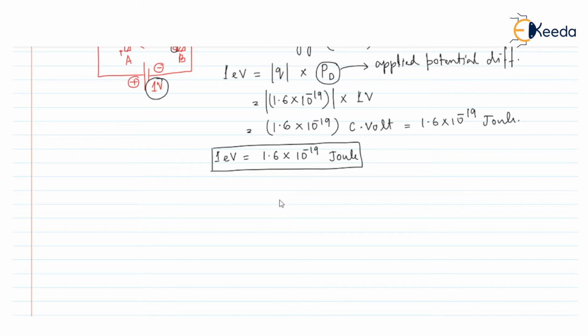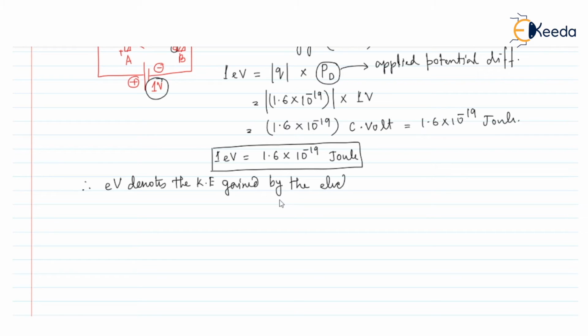Now, from the definition, we can already see that the electron volt denotes the kinetic energy gained by the electron.